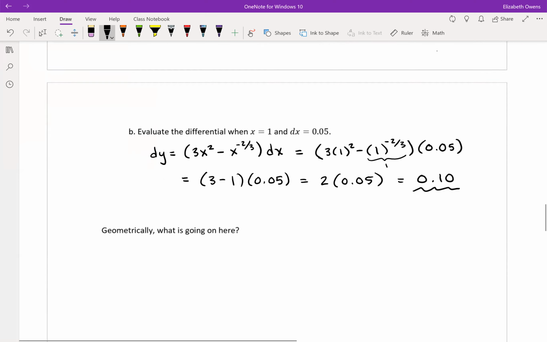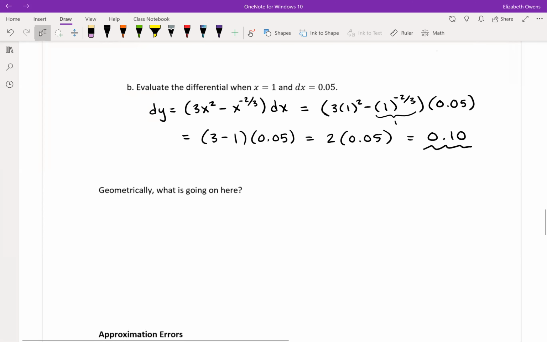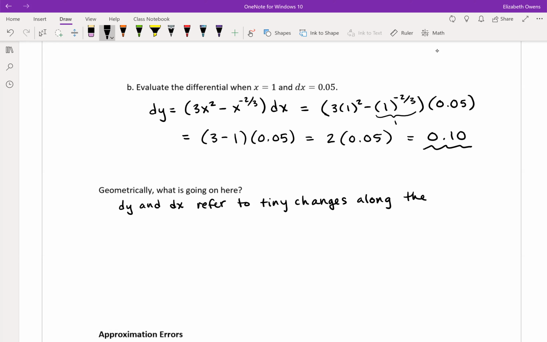Now, geometrically, let's look at what's going on with differentials in general and why it's in this particular section, 3.9. So dy and dx, geometrically, these refer to tiny changes along a linearization. So along the linearization of f of x.